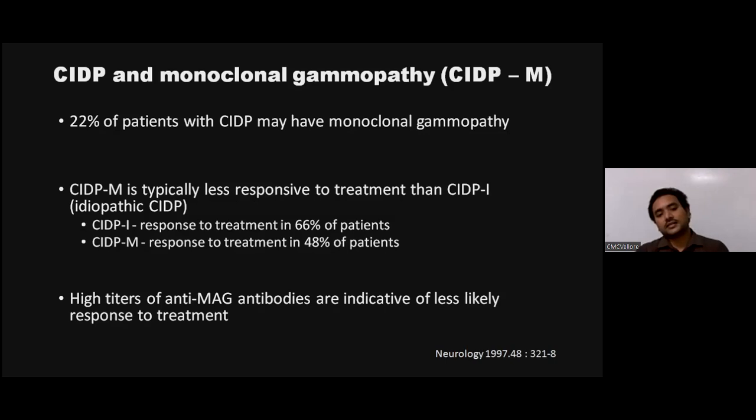Usually they say that this monoclonal gammopathy CIDP will be less responsive to treatment than normal idiopathic CIDP, where we'll give plasmapheresis and steroids. The CIDP high response to treatment is around 66% in idiopathic, compared to the monoclonal, though both are demyelinating. Response to treatment is 48% of patients. Then again, high IgM related anti-MAG antibodies are indicative of less response to treatment.